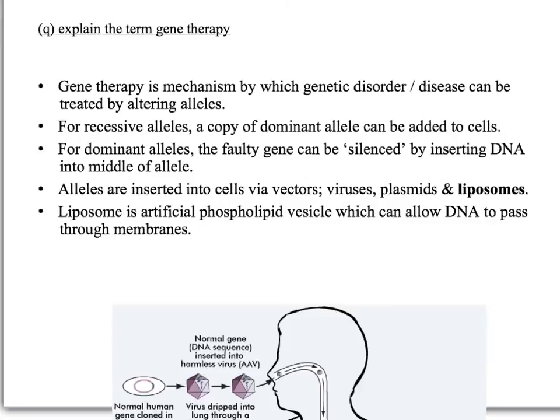And if the disease was caused by a dominant allele, what we would need to do is to silence or knock out that dominant allele, and we could do this by inserting a piece of DNA into the middle of that dominant allele so that it cannot be expressed.